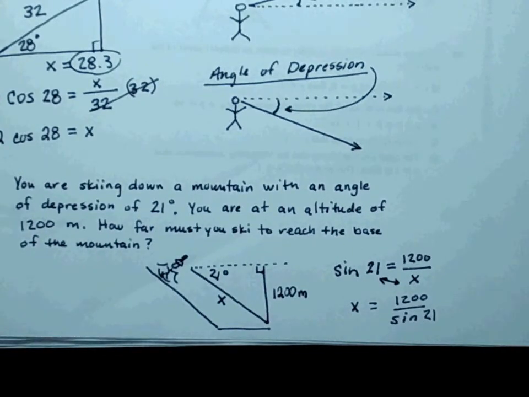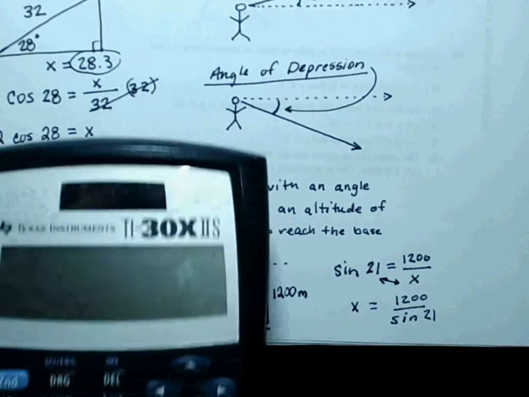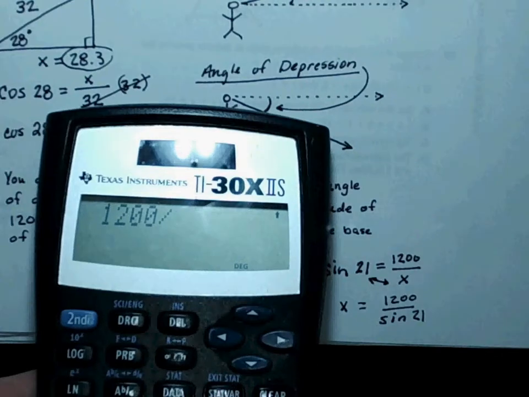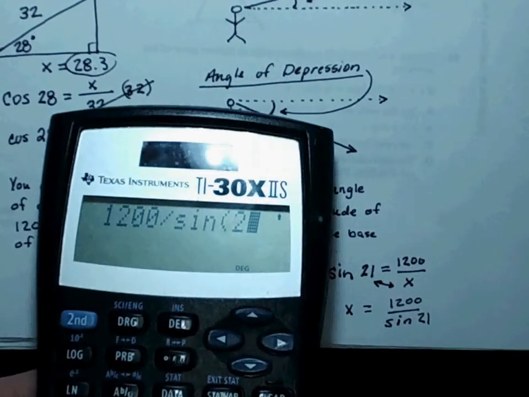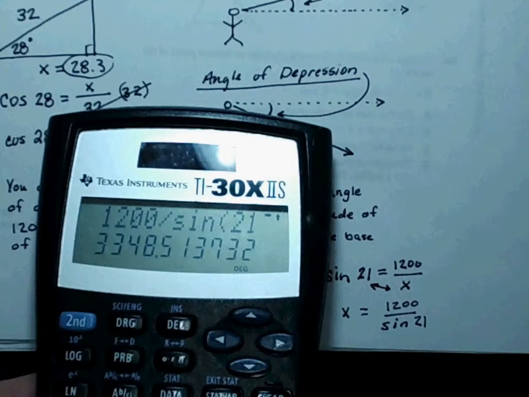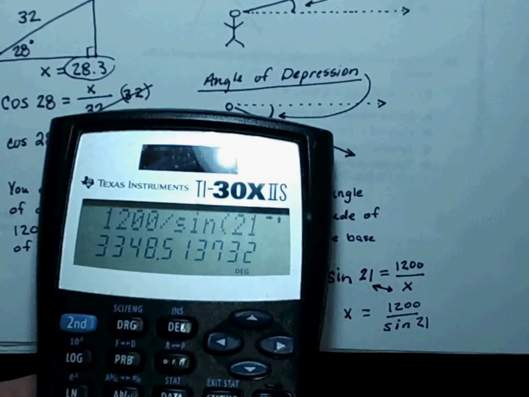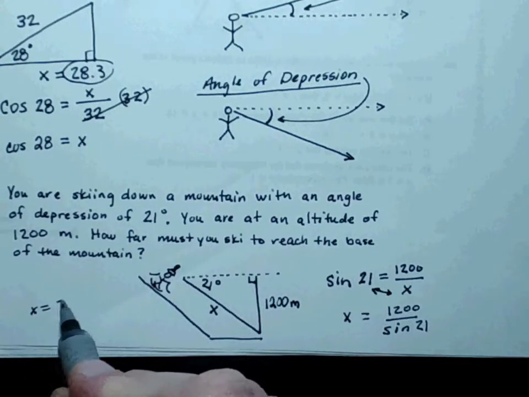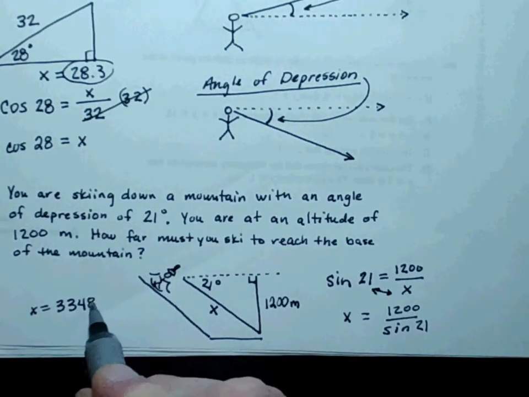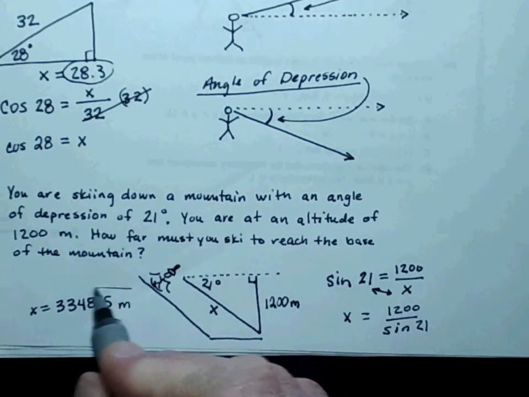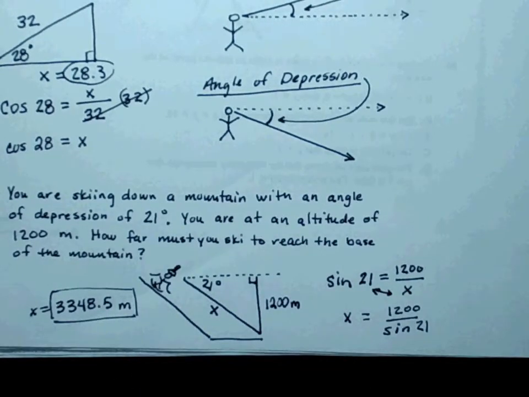Alright? So we take our calculator and say 1200 divided by sine of 21. Enter. And we should get 3,348.5. So x equals 3,348.5, and we're talking about meters. Alright? Okay.